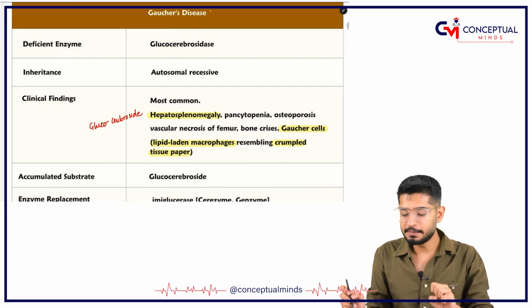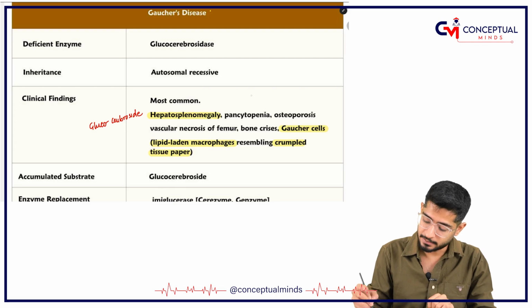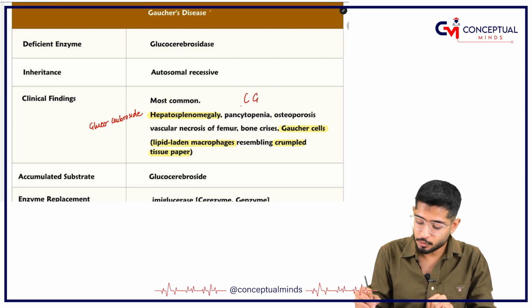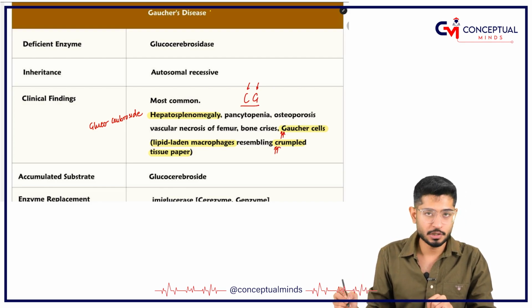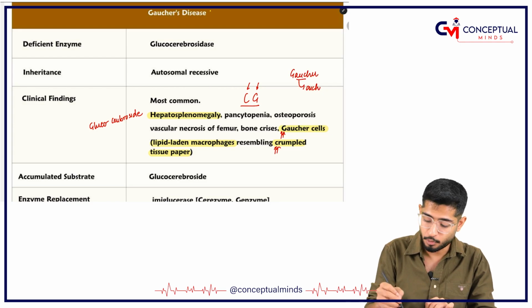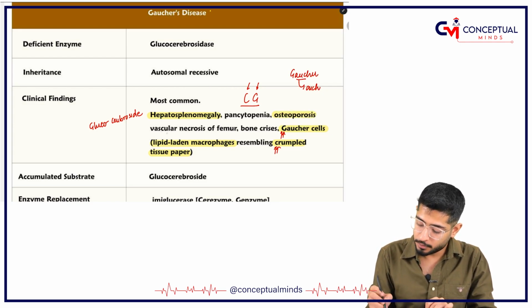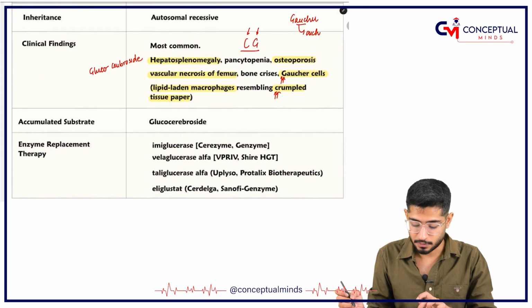Okay, there is a crumpled tissue paper appearance, and I always teach like this, that C and G look very similar. So what is C and G? C for crumpled paper appearance, G for Gaucher cell. And Gaucher, can you see the mnemonic Gouch? Ouch. So ouch means there is bone pain. So there is osteoporosis, especially avascular necrosis of the femur.